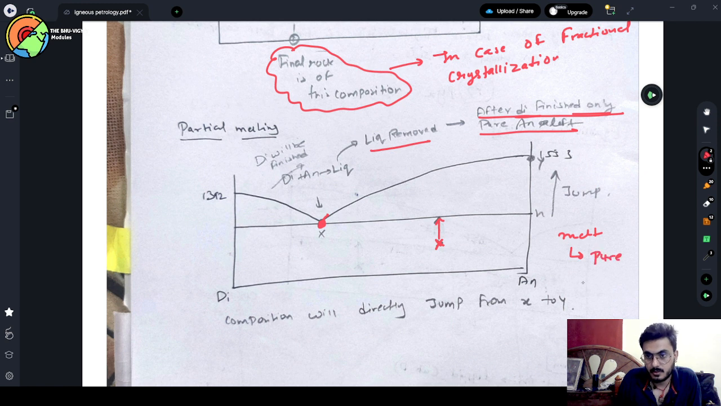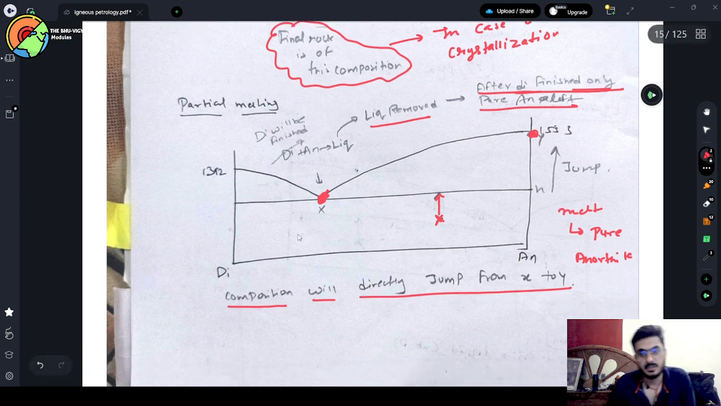pure anorthite. So after the diopside is completely finished, the composition will directly jump from point X to point Y, from here to here. So there will be no intermediate path in this case.